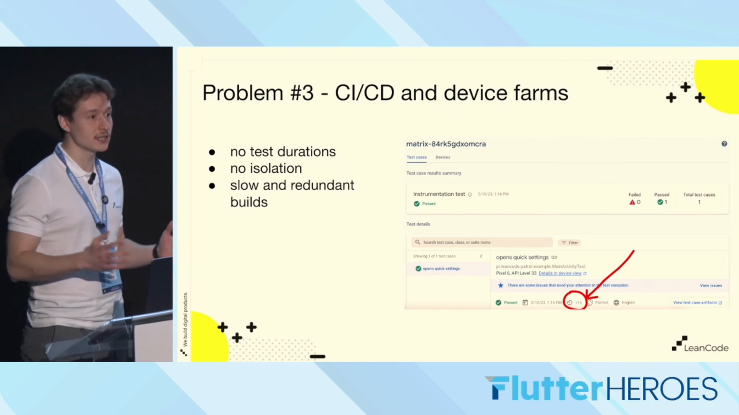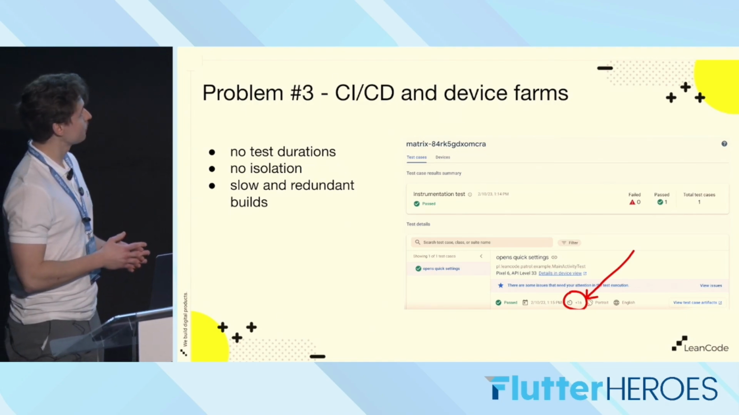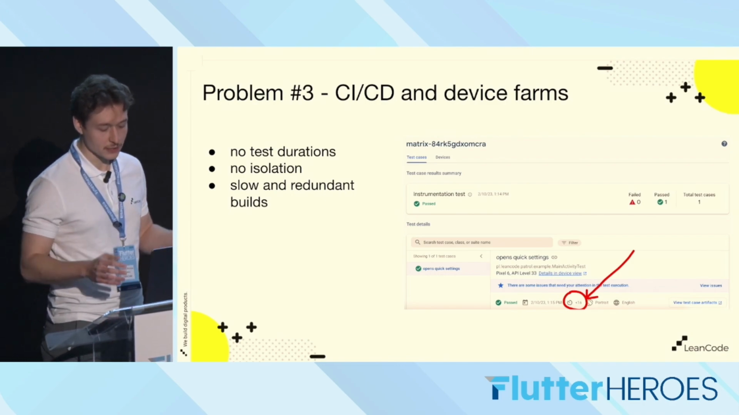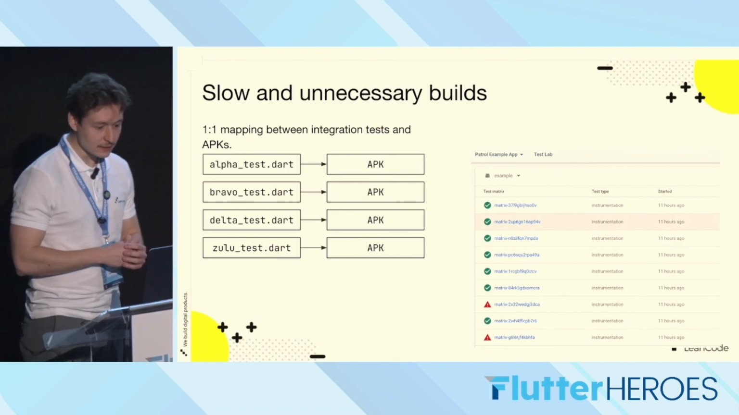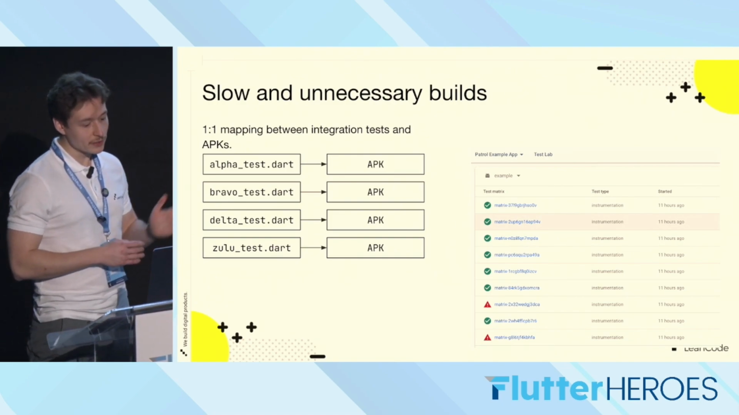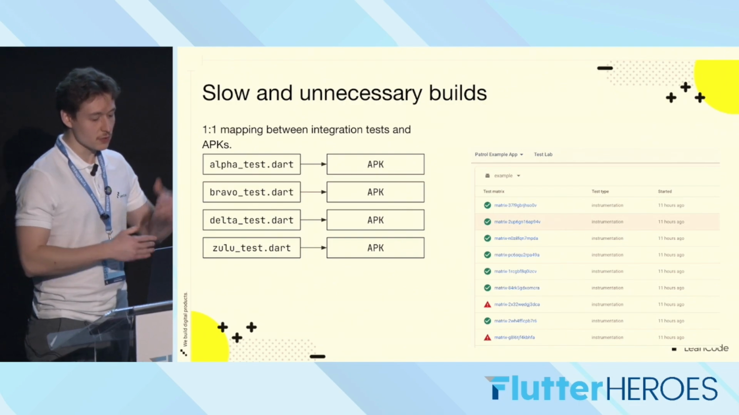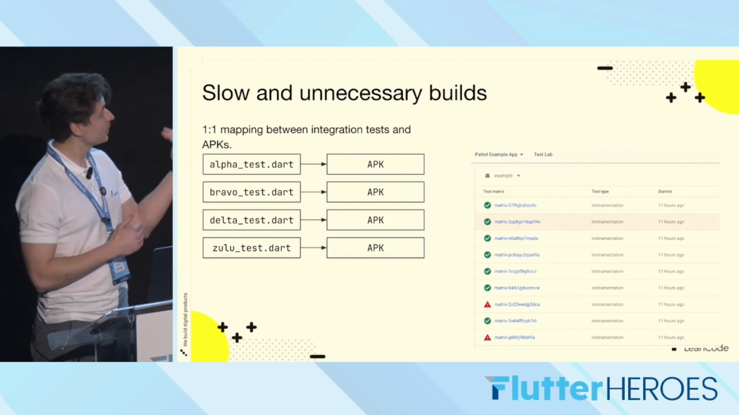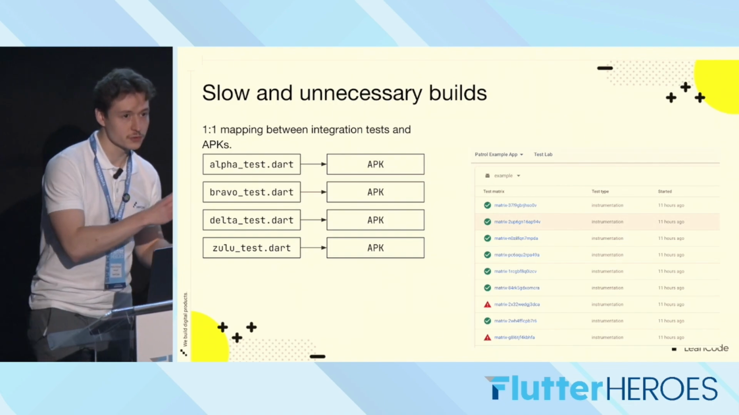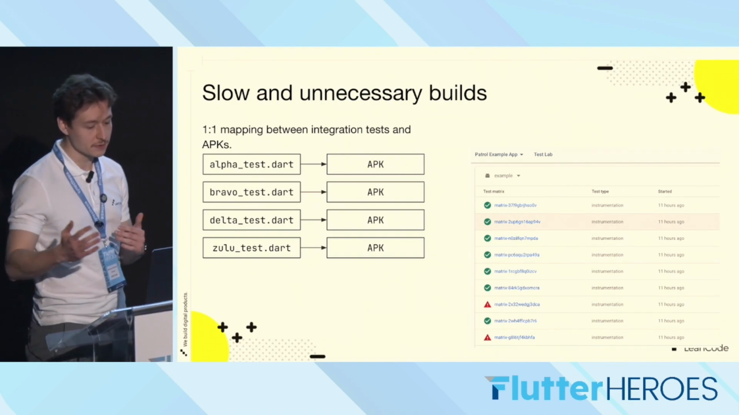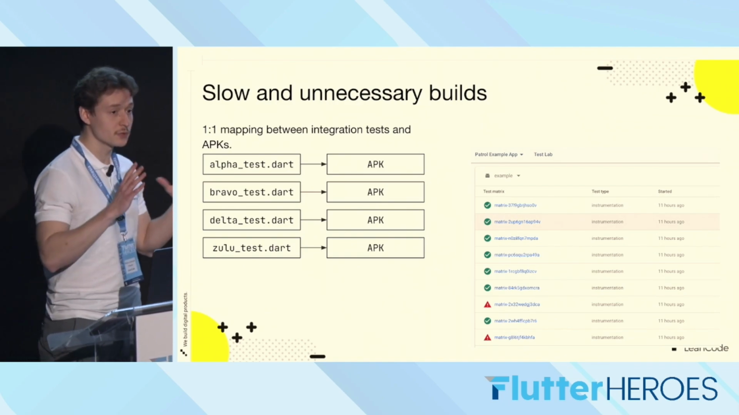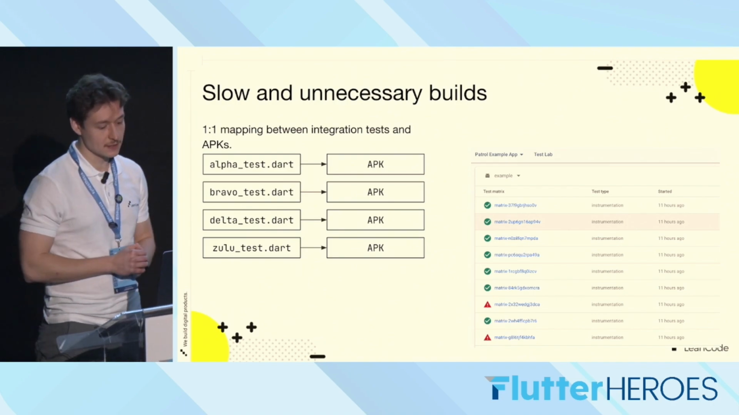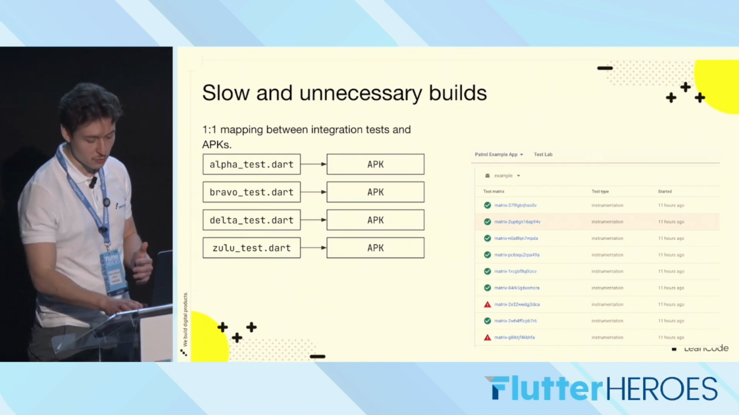And you have no isolation between tests, and you have to do many redundant builds if you want isolation. So let's talk about all of that. Slow and unnecessary builds. Typically, if you have, I don't know, 50 files with your tests, you have to build the app again for each of those files. So you have 50 APKs and upload them so that you have pretty isolated things, but you have to build 50 times, and it can also cost and is slow.